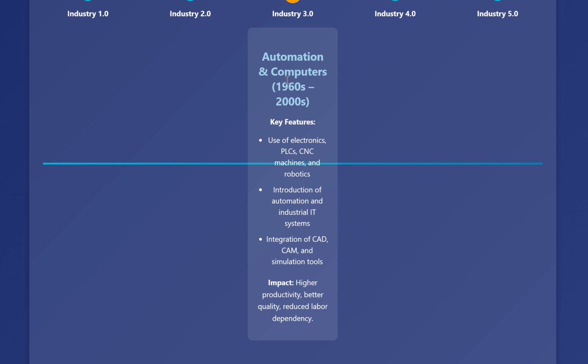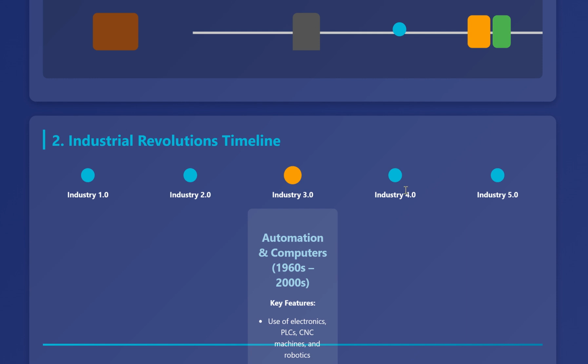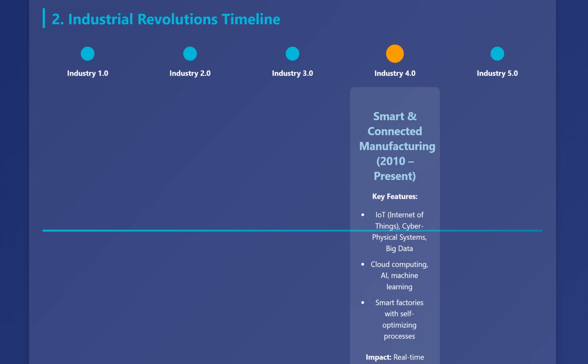But when you come to Industry 3.0, we are integrating CAD systems or CAM systems and simulation tools, and also development of IT systems, PLCs, electronics, CNC machines, robotics. This was to ensure there's higher productivity, better quality, and reduced labor dependency. Because the paradigm about the world in terms of population was changing, and this impact was being brought about by the change in population. If you come to Industry 4.0, I think this is now the one most people know.